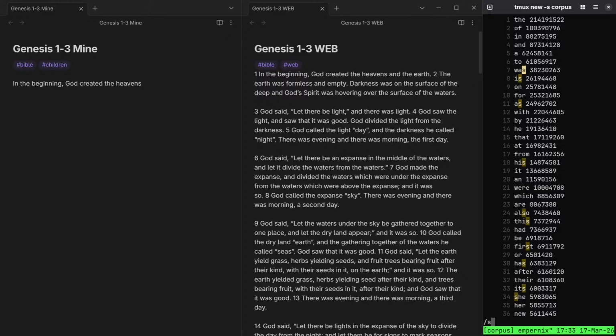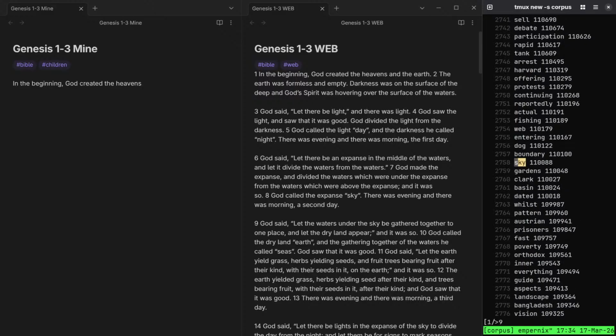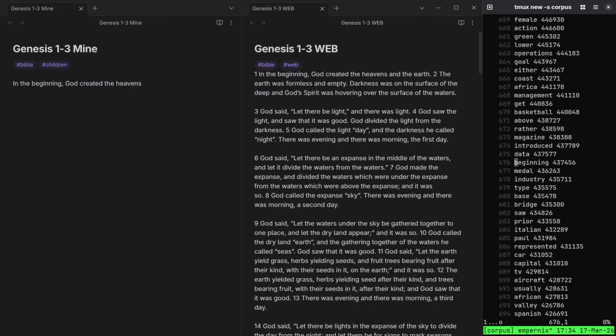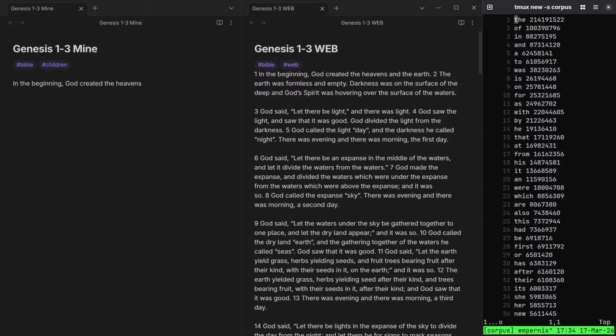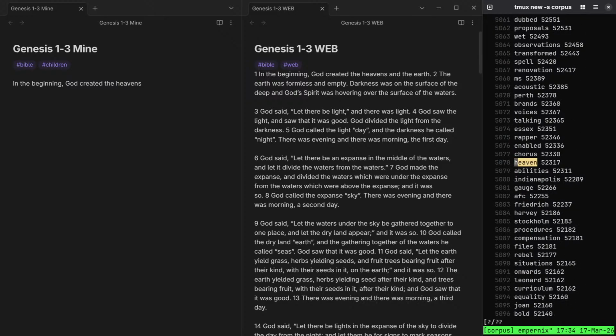Let's look at sky. That's 27. Hang on. Oopsie daisy, let's not change it. Sky is 27,000, or 2,700. Heaven. Yeah, okay, so sky is more common.